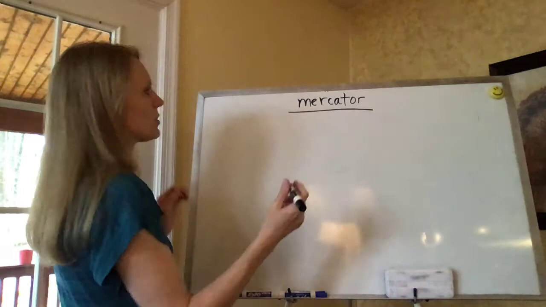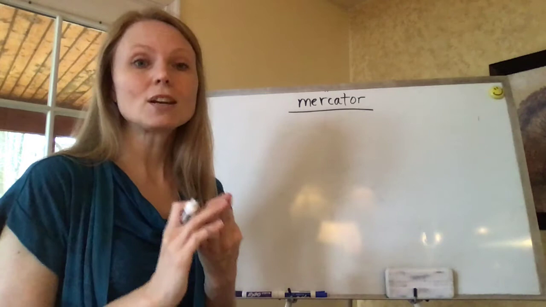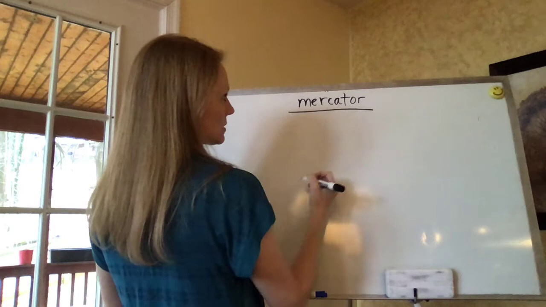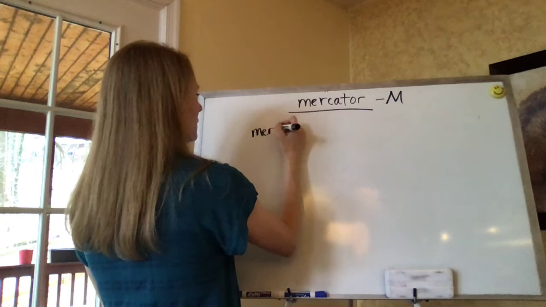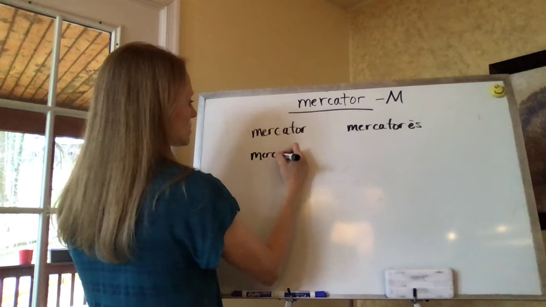Okay, here we know that it doesn't meet the Avon rule. It's not flumen, it's not mare, and it's not animal, so we know it's not a neuter. We've also practiced how to make it plural, so we know it should be mercator, mercatores. So this one is masculine. We have mercator, mercatores.